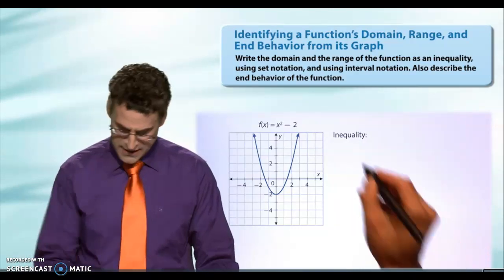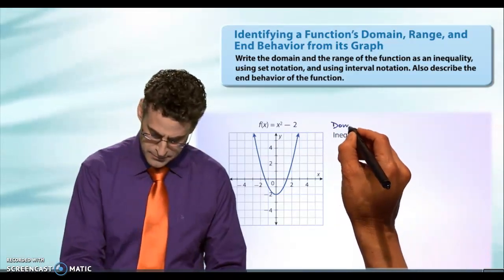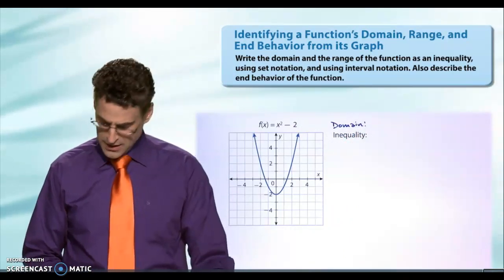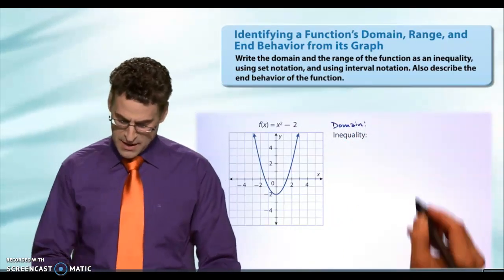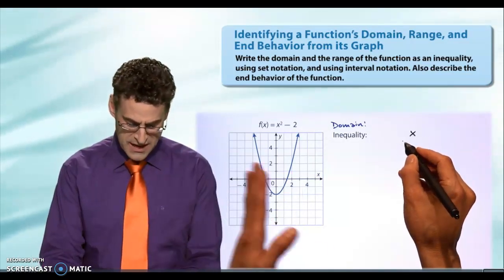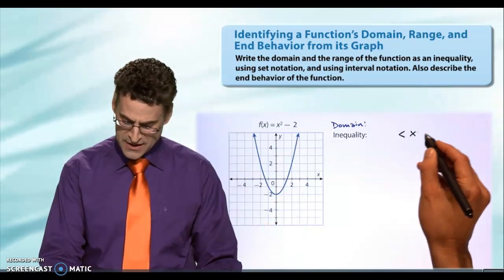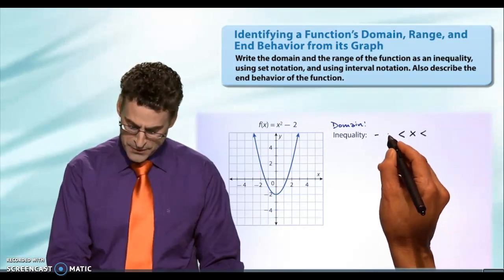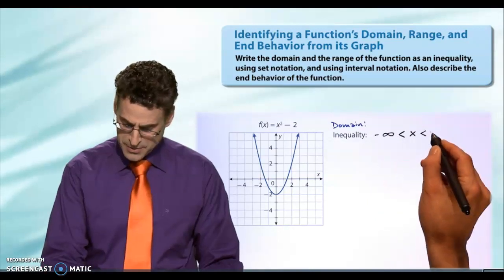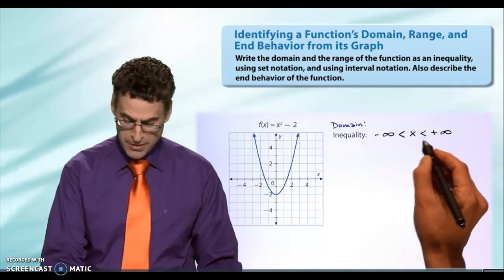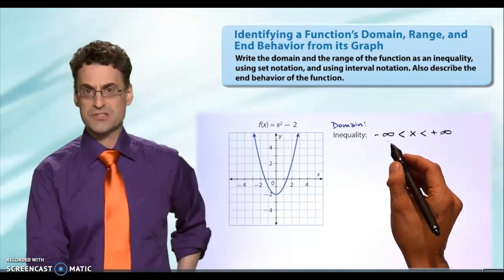So writing the domain, you can use it the inequality way, which basically says, what are the allowable x's? Well, x can range basically as far left as you want, and you can go as far right as you want. And the way we denote that is by saying x can go from negative infinity up to positive infinity. These are just symbols. Remember, infinity is not a number. It's just a symbol that says boundless or endless.